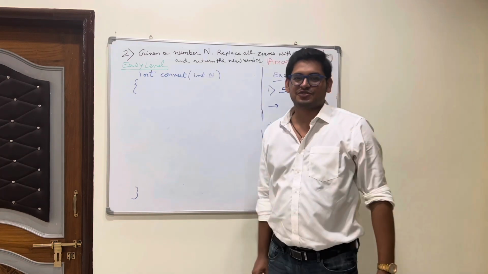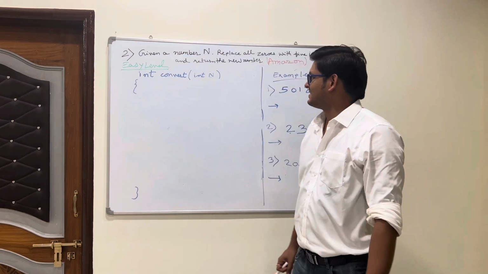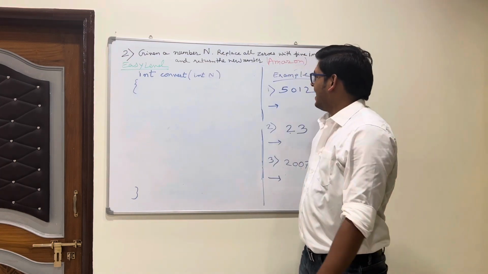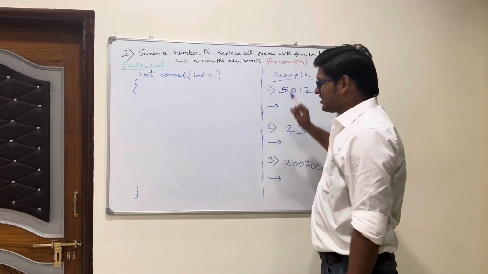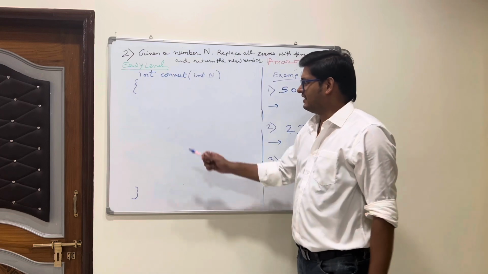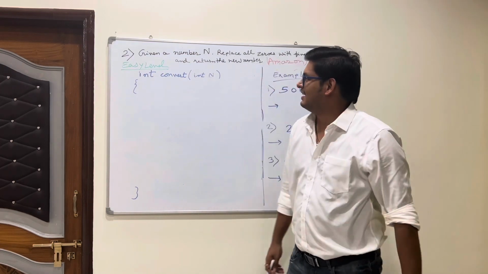So, this is the second question of the problem solving series, the placement series based on array. And this question has been asked in Amazon, and the difficulty level for this question is easy.